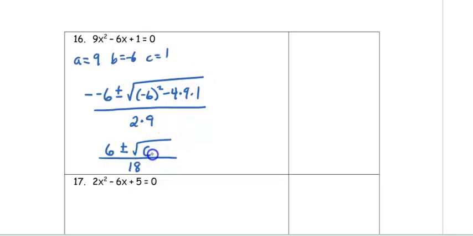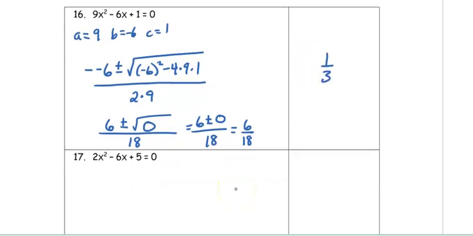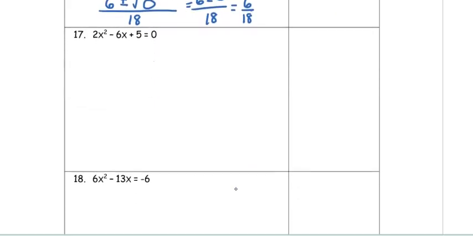It's a 0. Anytime that number is 0, it means I'm going to have one solution, because if you think about the square root of 0 is 0, if you do 6 plus 0, you get 6 over 18. And if you do 6 minus 0, you still get 6 over 18. So it's the same answer repeated, and that reduces to 1/3. So it only has one solution.